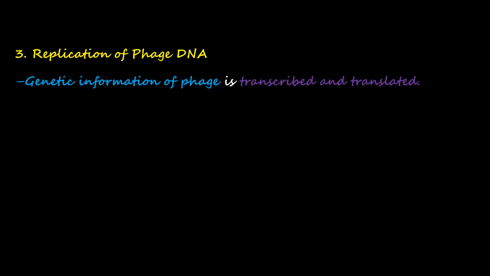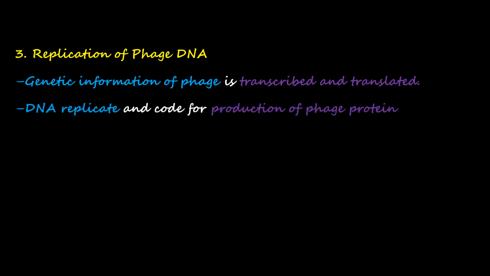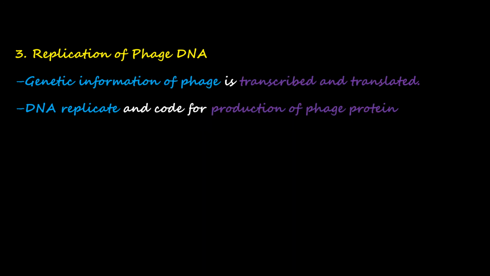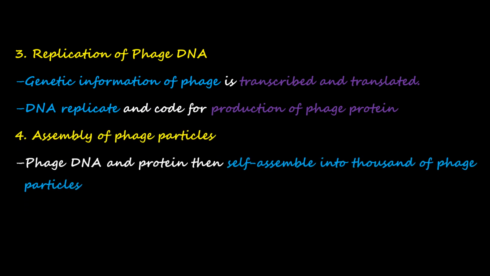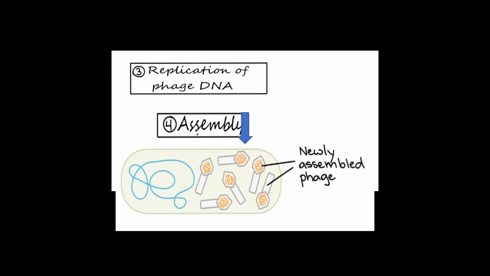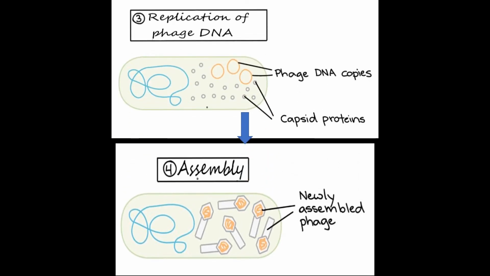Next is replication of phage DNA. Genetic information of phage is transcribed and translated once the phage DNA circularizes itself in the bacterial cell. DNA replicates and codes for production of phage protein. So we have phage DNA copies which are produced inside the bacterial cell. Next is assembly of phage particles. Phage DNA and protein then self-assemble into thousands of phage particles. So newly assembled phages are here with the capsid. These are the next two steps.